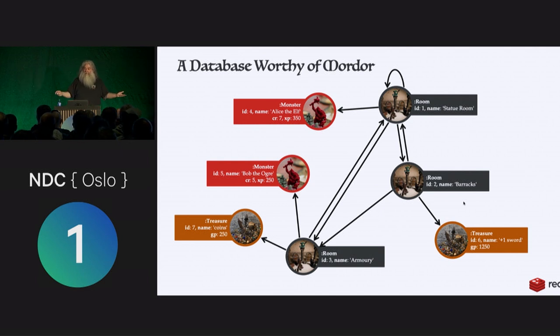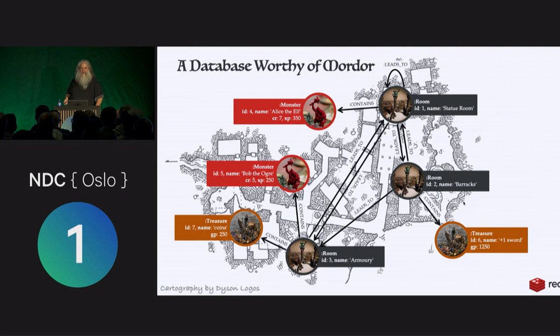So these nodes now have properties. You can think of them as rows in a database almost. And then the relationships can have types on them to tell you what type they are, and can also have properties. So you lay data on top of this graph structure, and you get yourself a database worthy of Mordor.